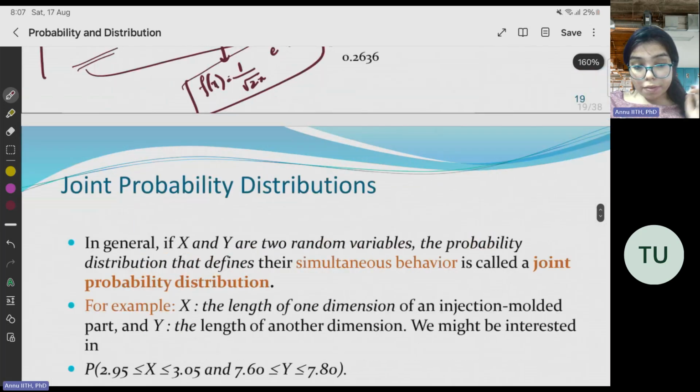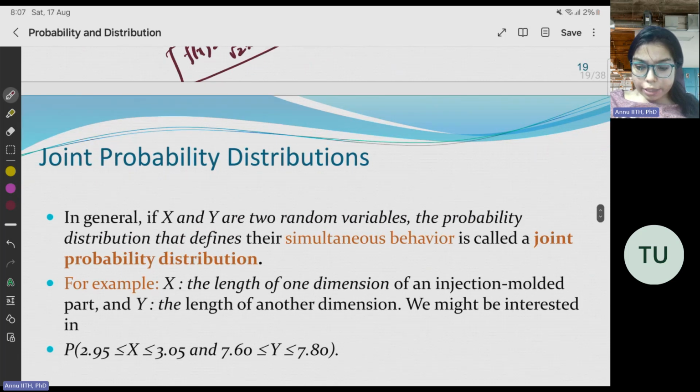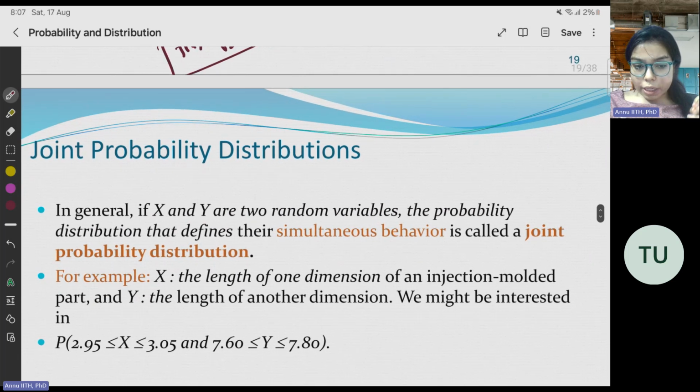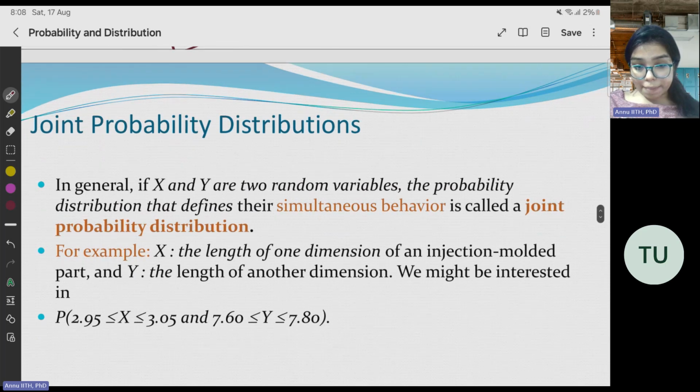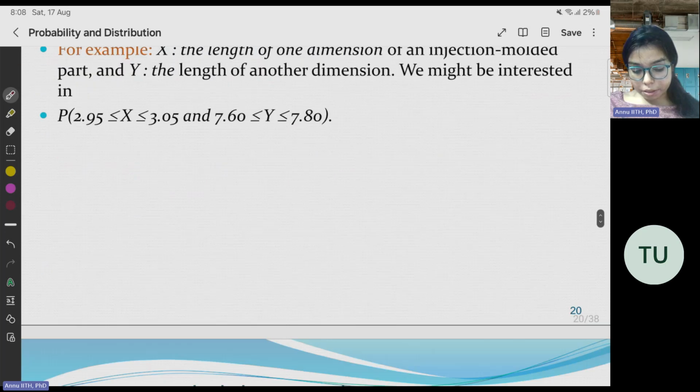Now we have come to the topic of joint probability distribution. So how would joint probability distribution look like? So in general, if x and y are two random variables, the probability distribution that defines their simultaneous behavior is actually the joint probability distribution. For example, x can be the length of one dimension of an injection molded part, and y can be another dimension, we might be interested in these particular things, right? We want x also, or I want y also. So they are occurring at the same time. Okay, simultaneously. So the behavior is simultaneous. In that case, it is joint probability distribution.